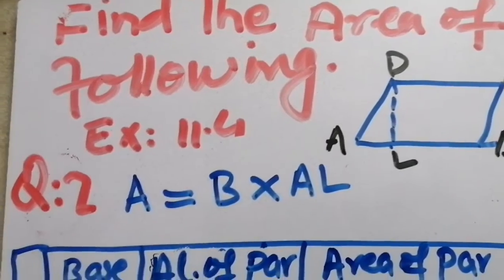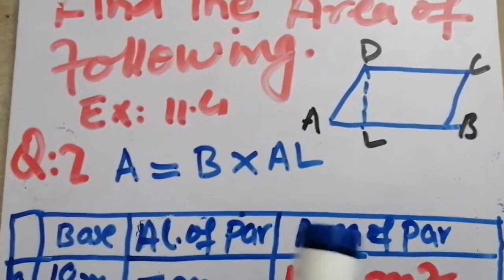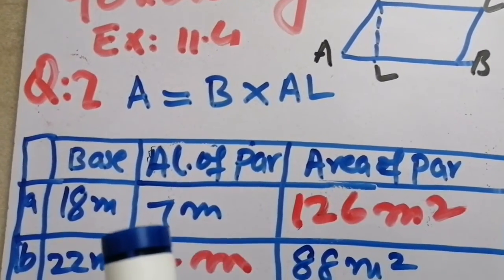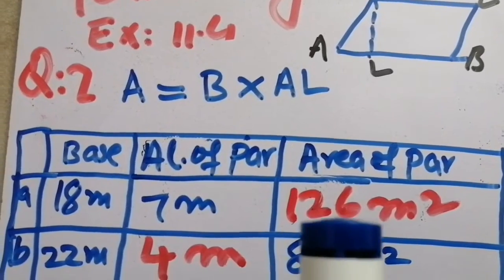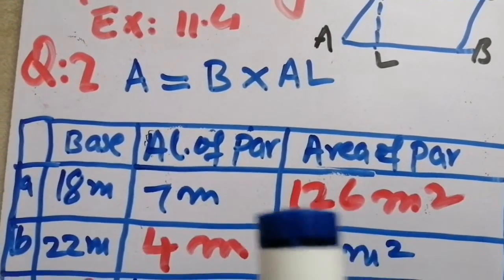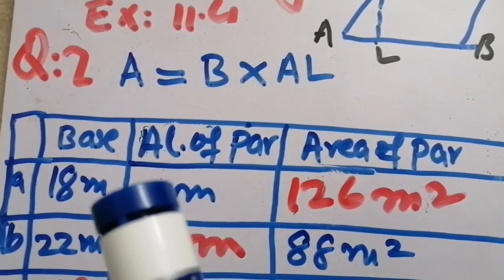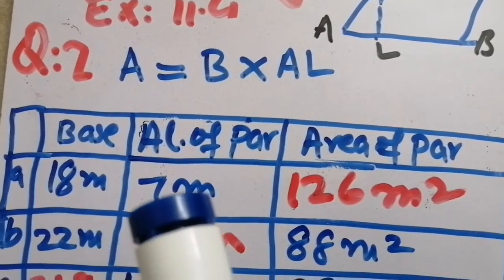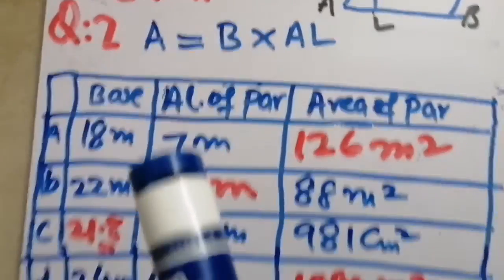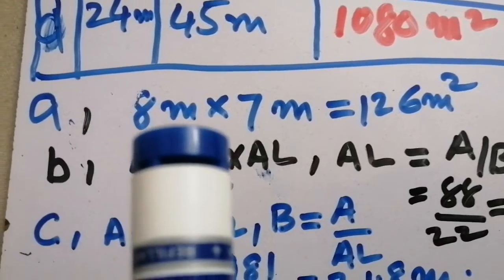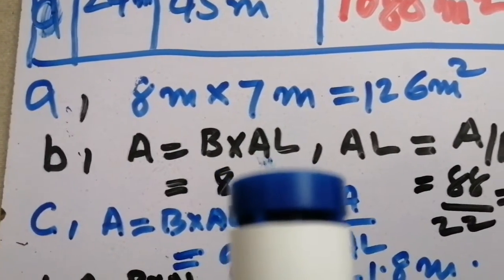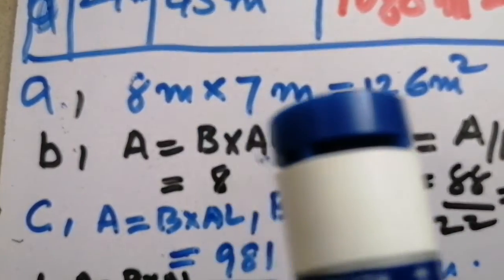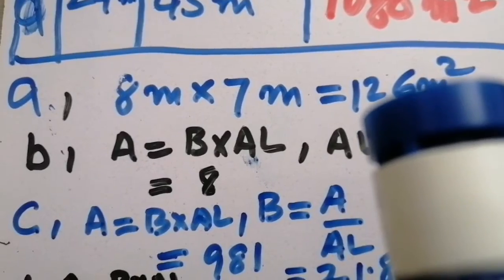So here suppose we have a parallelogram. In part A, the base is given and the altitude is given, and we have to find the area of the parallelogram. Area is equal to base into altitude. So when we multiply 8 meters into 7 meters, it is equal to 126 meter square.